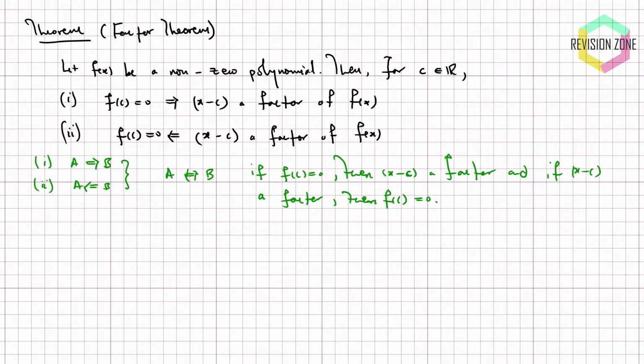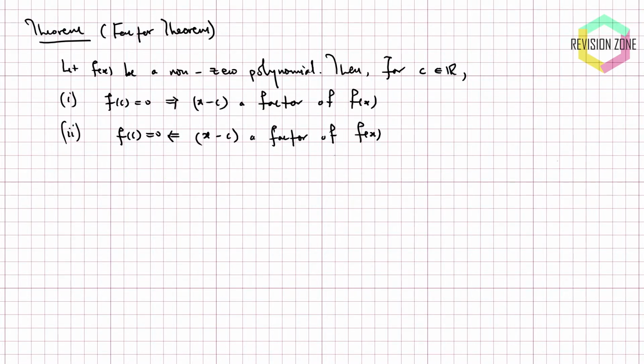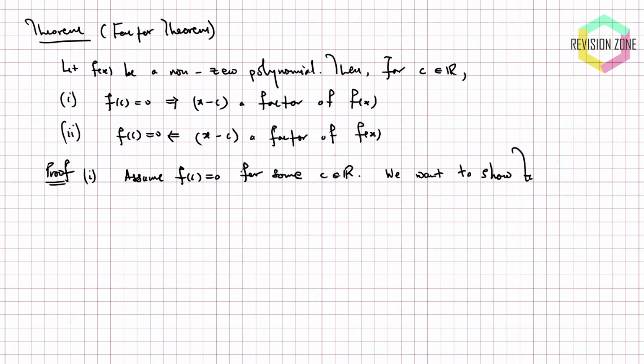Let's make a bit more room and jump straight into the proof. Proof. We're going to start with a proof of statement 1. So we're going to assume f of c equals 0 for some c. We want to show that x minus c divides f of x. Well, let's just do the division. Let's do this division directly.